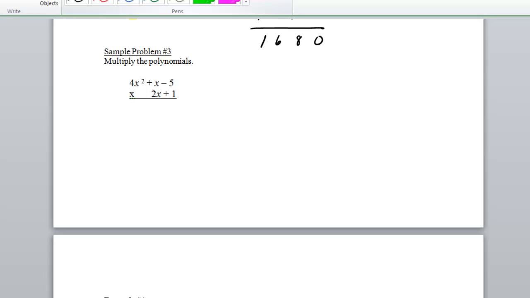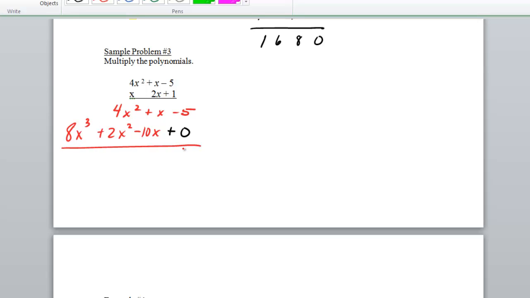Okay, so if we look at sample problem number 3, we're just going to go through this process of multiplying the 1 times everything on the top, and of course 1 times anything is simply itself, so I'm going to rewrite that. Then it's very important that I use a placeholder with a 0 there, and I will multiply the 2x times everything. So 2x times negative 5 gives me negative 10x. 2x times x gives me a positive 2x squared. And then 2x times 4x gives me a positive 8x to the 3rd.